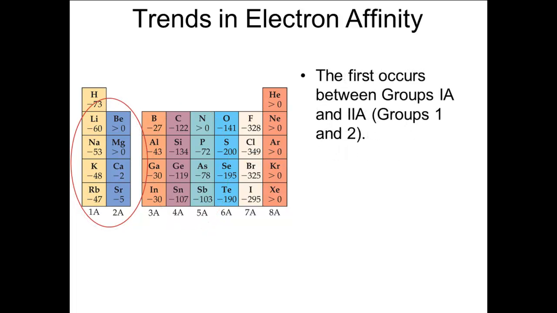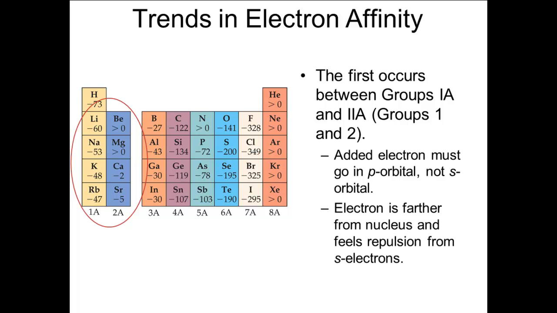The first is going from group 1 to group 2, where the electron affinity decreases. Group 2 has a filled s subshell, so the added electron must go into the p subshell, which has a higher energy. In addition, the electron is a bit further from the nucleus and feels some repulsion from the s electrons. All of these reduce the amount of energy released.